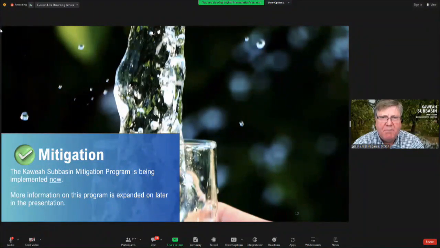Mitigation is an interim method of protecting beneficial uses and users. We do this through programs or plans that address the issues that are caused by overdraft of groundwater in the subbasin. More of that will be talked about by Kate further along in the presentation. Next slide.